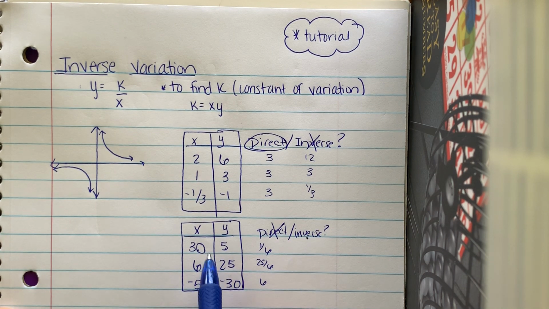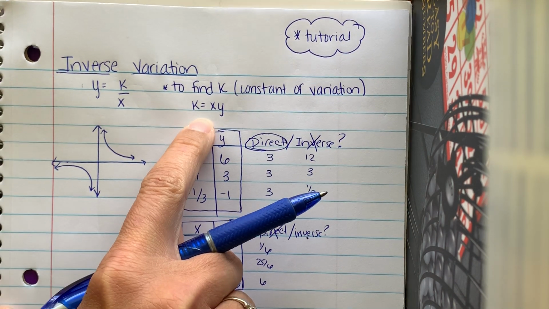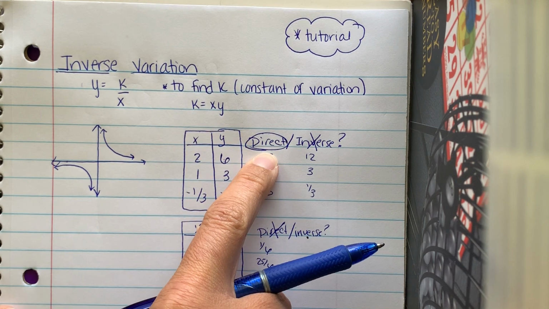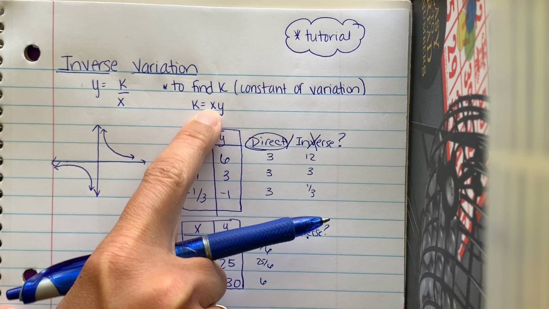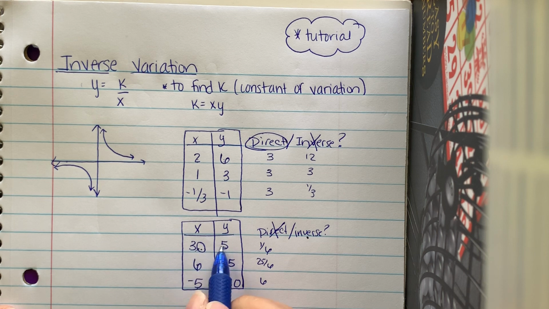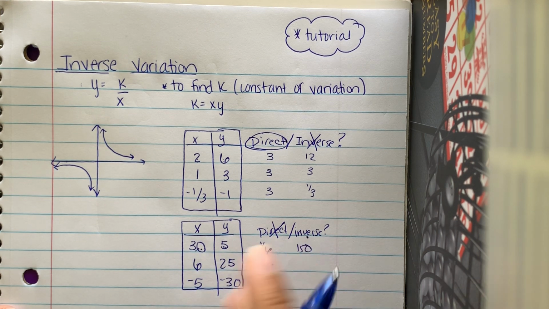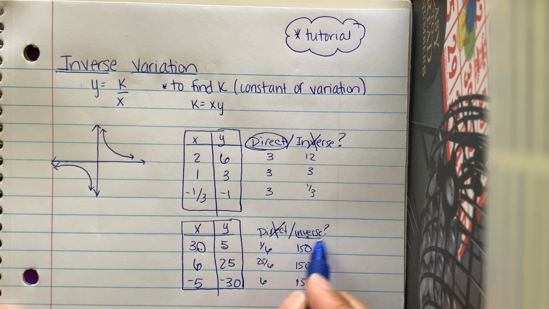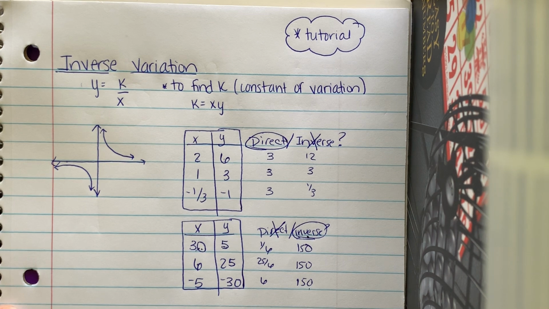To find out if they're inverse, you would multiply to find your k. Remember, divide to find direct, multiply to find inverse. All right, so if I multiply, I get 150. I get 150 again, and again 150. So it is inverse because those values are all constant.